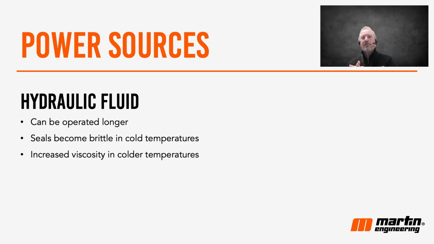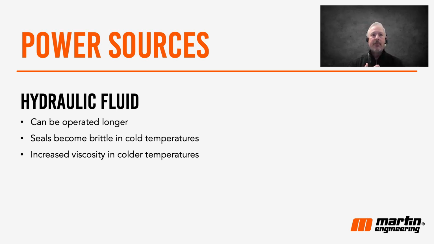Then that third power source that we can use is hydraulic fluid. We use these often on mobile applications where it's a truck of some sort going down the road, and they could either use 12 or 24 volt DC or hydraulic fluid to power them. There are issues that exist with them. Cold temperatures create some increases in the viscosity of the fluid. It takes longer to circulate through the system and things like that. They can operate much longer than a 12 or 24 volt electric, though.